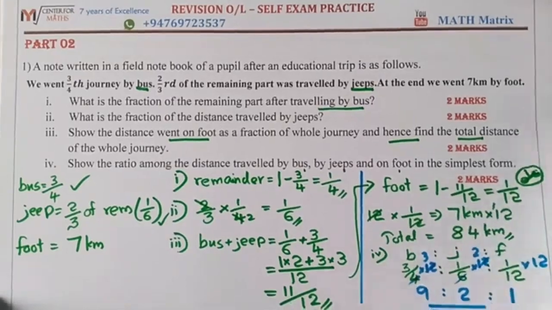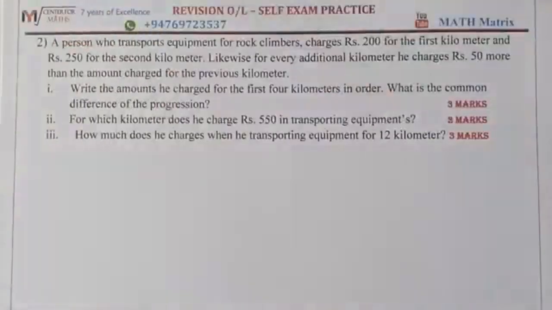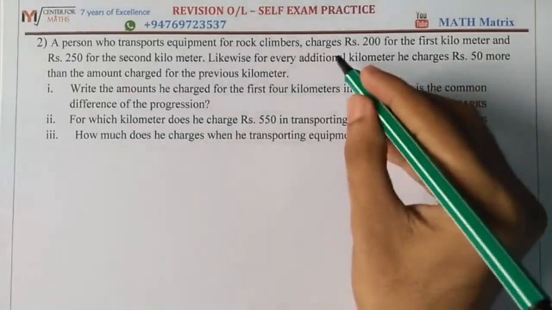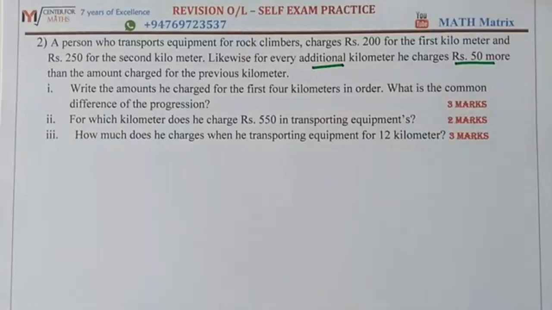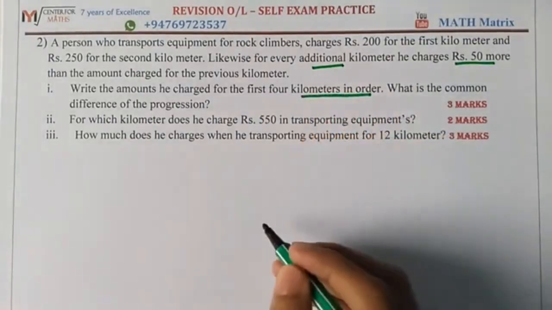And now we'll move to the second question. Again, we have given 8 marks for this. We'll see how much you are going to score. A person who transports equipment for rock climbers charges 200 rupees for the first kilometer and 250 rupees for the second kilometer. Likewise, for every additional kilometer he charges 50 rupees more than the amount charged for the previous kilometer. Write the amounts he charged for the first 4 kilometers in order.